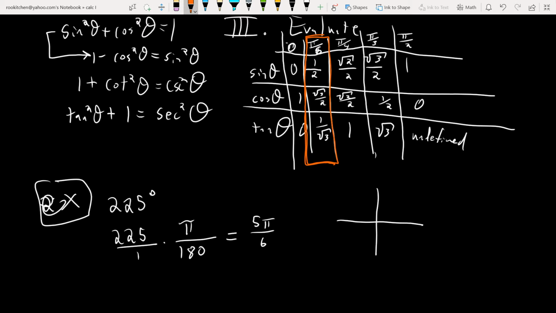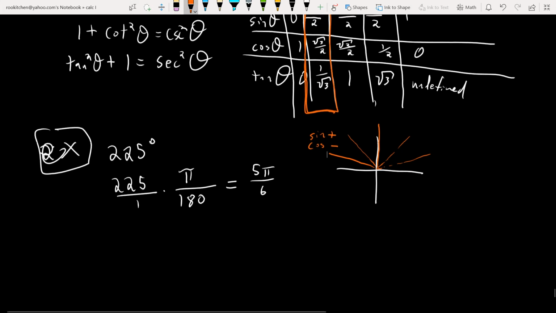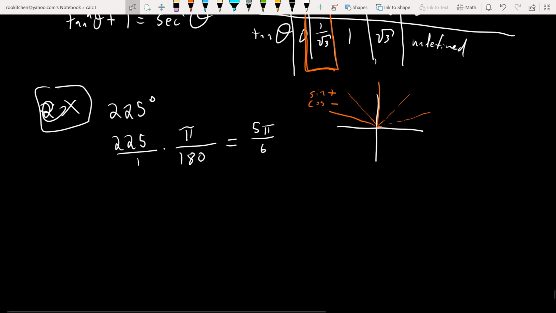Here is 1 pi over 6. Here is 2 pi over 6, which is pi over 3. 3 pi over 6 is here. 4 pi over 6 is here, 5 pi over 6 is right here. In other words, we're in the second quadrant, and in this quadrant, sine is positive and cosine is negative. Let's see if we can go through all 6 of our trig functions and evaluate 5 pi over 6.